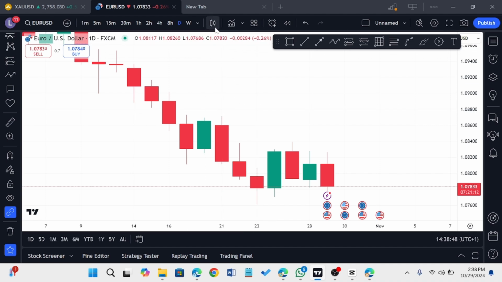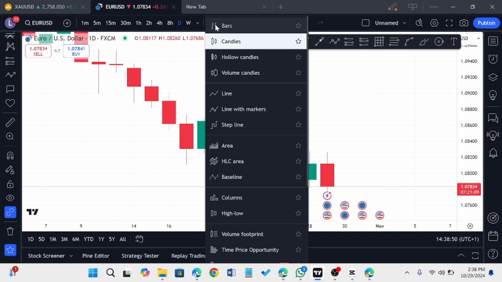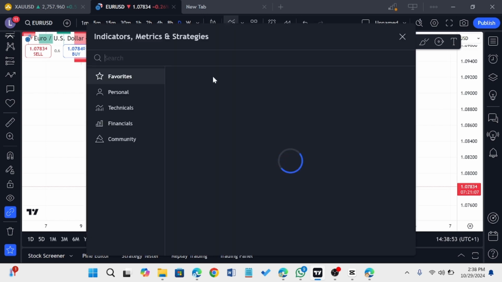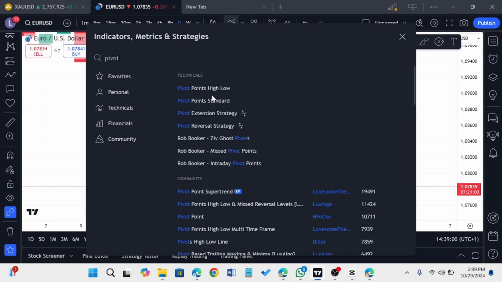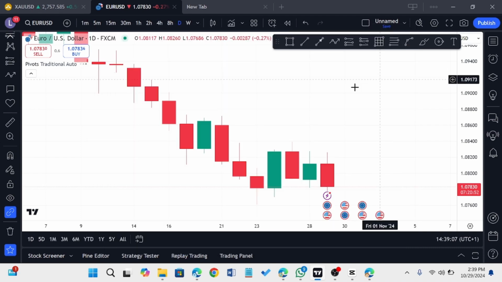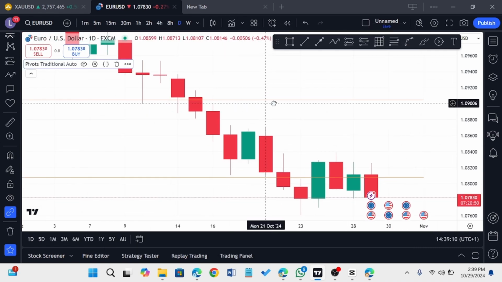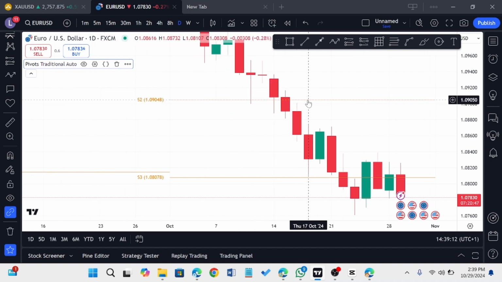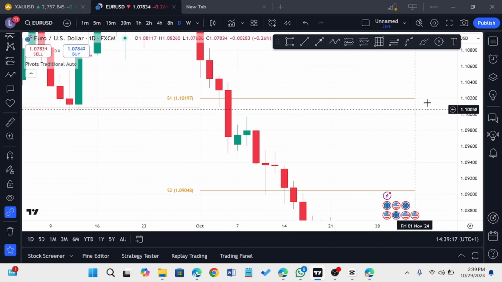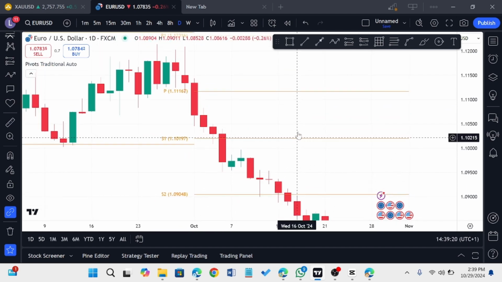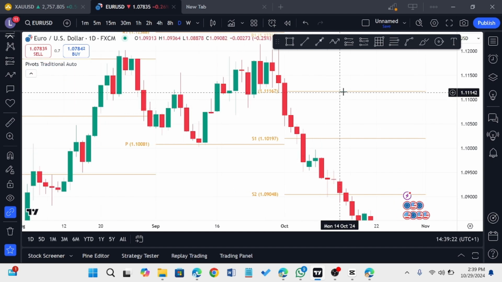So first I'll add the standard pivot points to my chart. You simply click here and search pivot point standard, this one right here. I'm going to add it to my chart. Yeah, it's on my chart right now. So you can see the lines. Now I'll explain what these lines mean and how they are calculated.